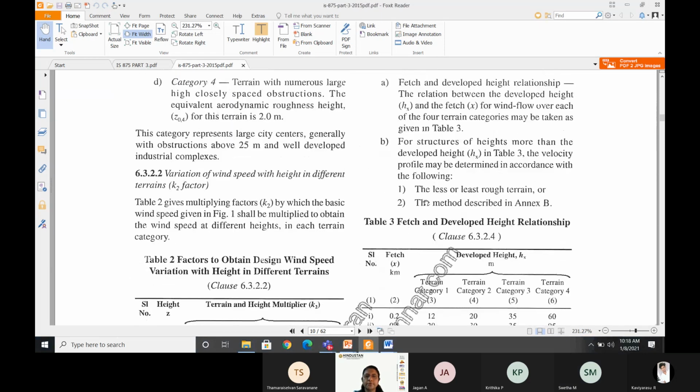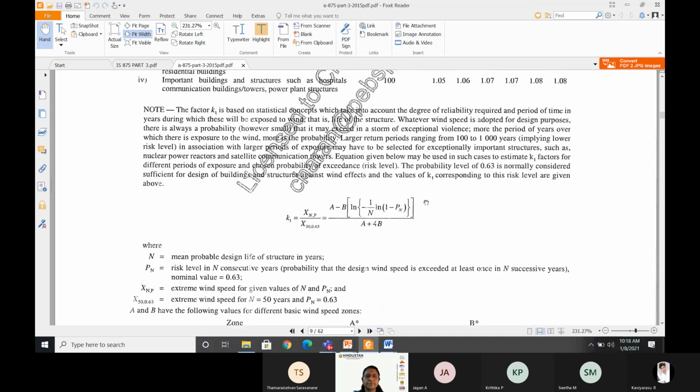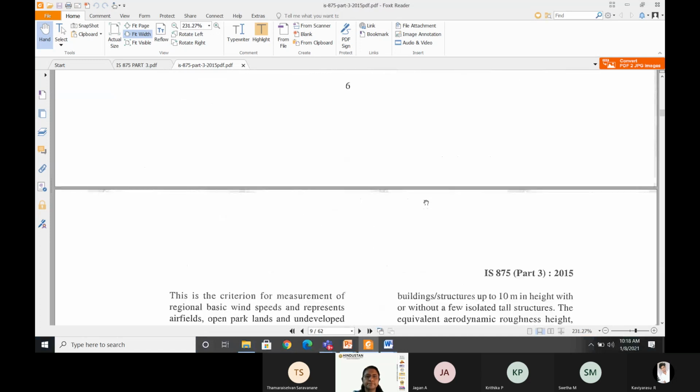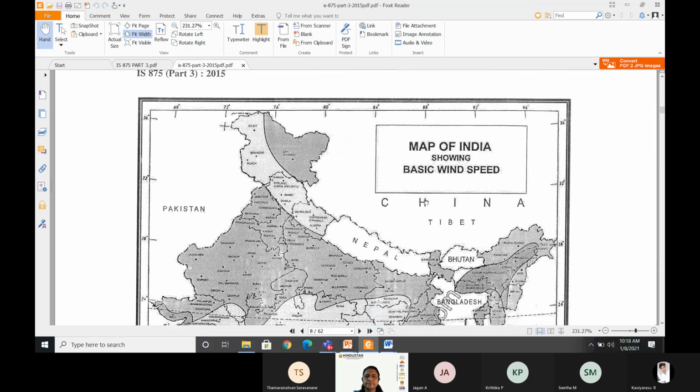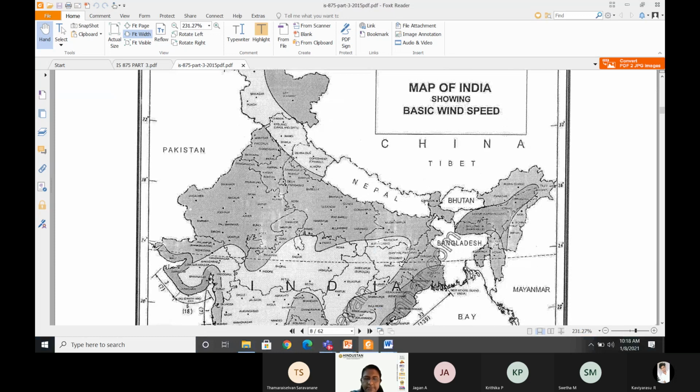Can you see this codal provision? Can you see this code? Can you see? Yes, ma'am.